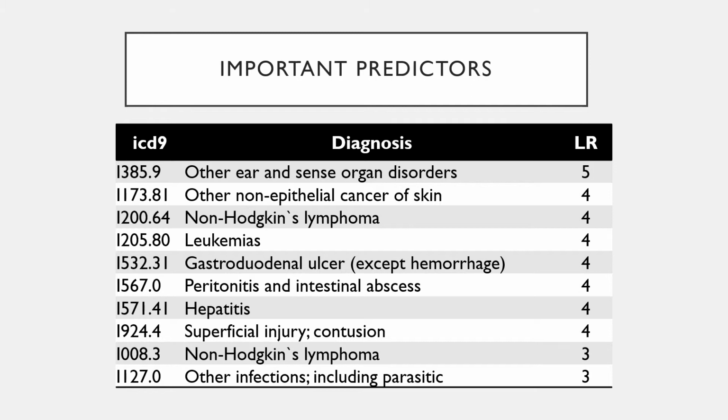In the first line, the ICD-9 of 385.9, which is other ear and sense organ disorders, has a likelihood ratio of 5. This means that there's a 5-to-1 odds that a patient with this specific diagnosis will most likely develop diabetes or already has diabetes. It is important to understand that the likelihood ratio just measures the impact of a diagnosis on the outcome, not that the diagnosis will lead to diabetes. It is just a measure of association.